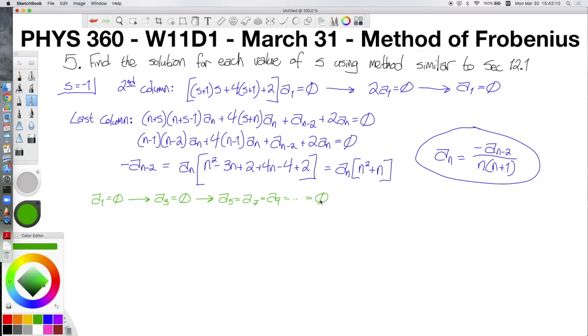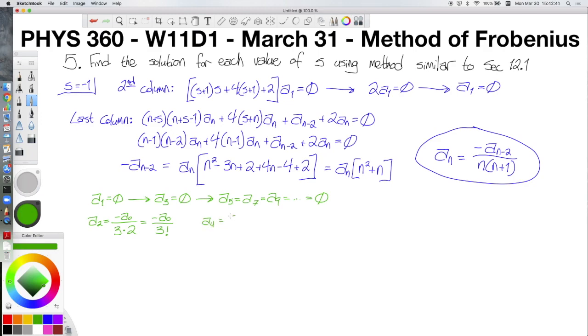But we still need to look at our even numbered a's. So let's do those one at a time here. a2, based on our general relationship, should be negative a0 divided by our n and n plus 1. So n is 2, and n plus 1 is 3, so divided by 3 times 2. So we could write a2 as negative a0 divided by 3 factorial.